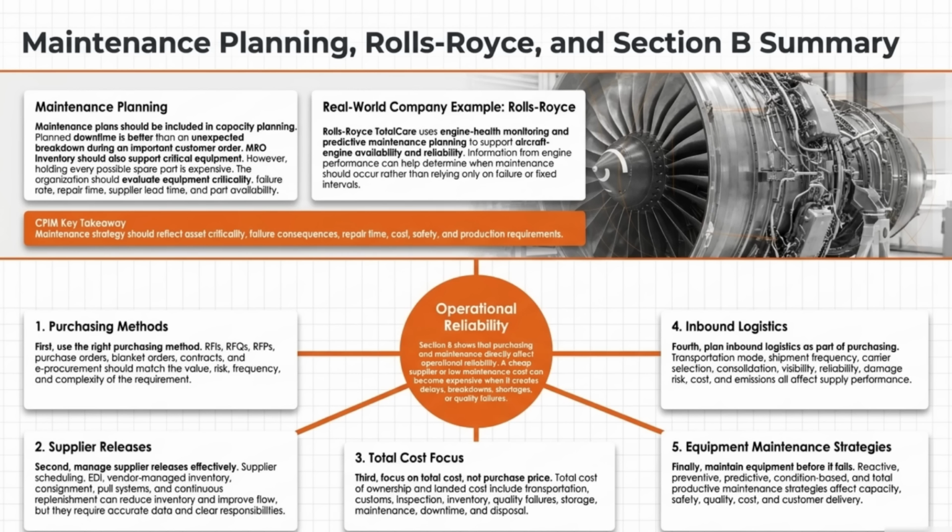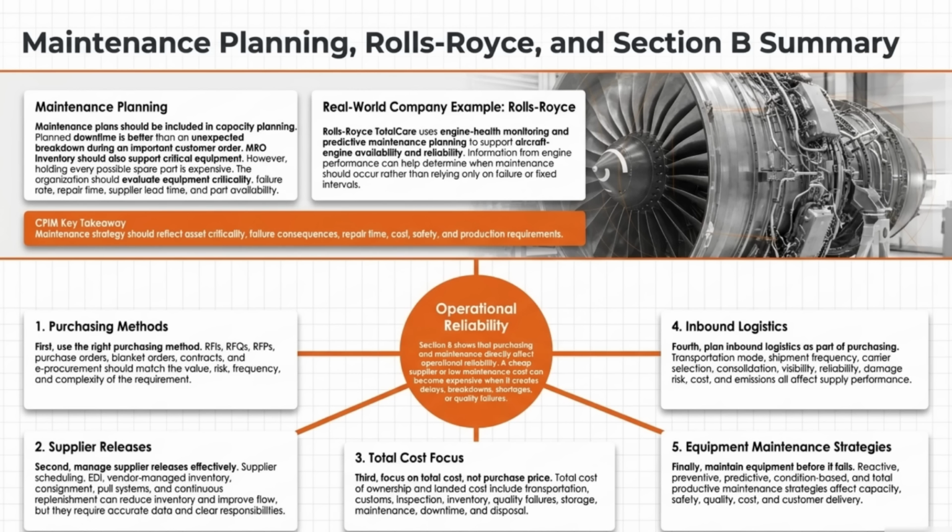Let's summarize the 5 key lessons from Section B. First, use the right purchasing method. RFIs, RFQs, RFPs, purchase orders, blanket orders, contracts, and e-procurement should match the value, risk, frequency, and complexity of the requirement. Second, manage supplier releases effectively.